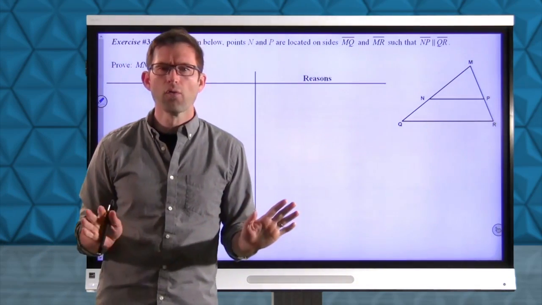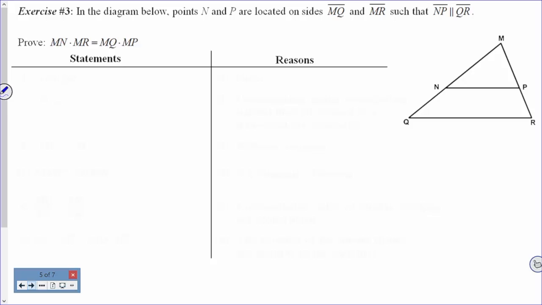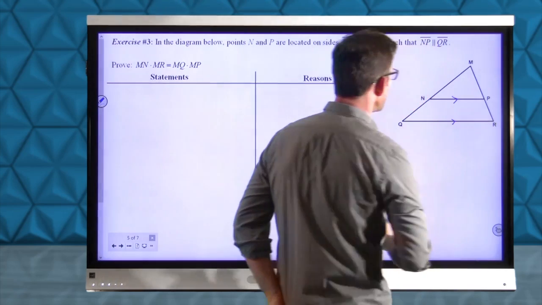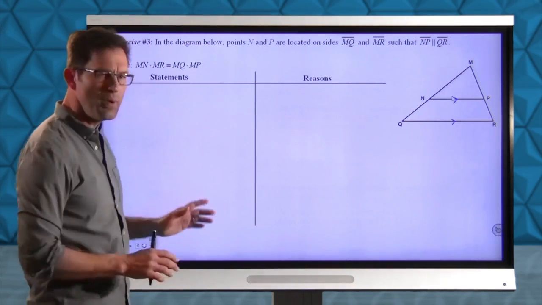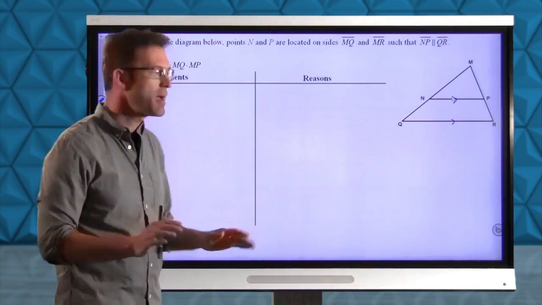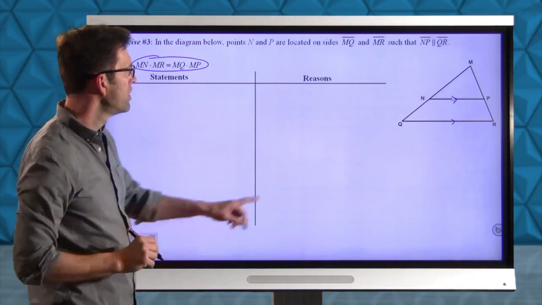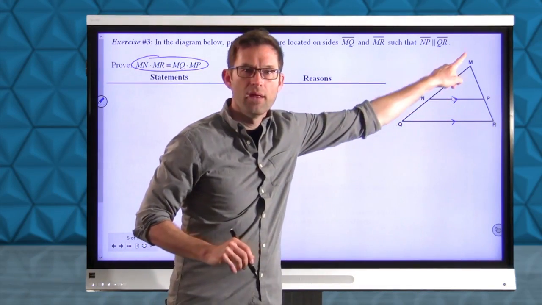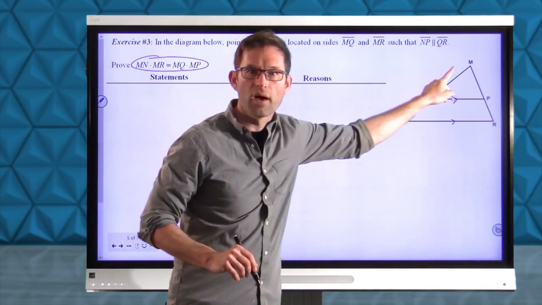All right, now it's not overly difficult, but let's take a look at the setup. Exercise number 3. In the diagram below, points N and P are located on sides MQ and MR such that NP is parallel to QR. All right, so I've got these two parallel line segments. Okay, now notice what it asks me to prove. Just based on that parallelism, I'm asked to prove that MN times MR, make sure that you can picture it, MN times MR is equal to MQ times MP.